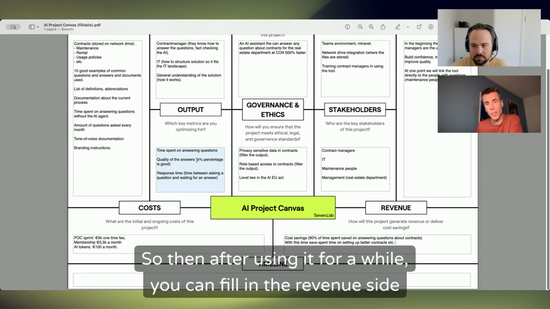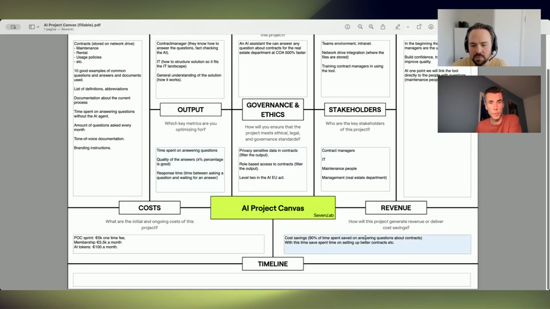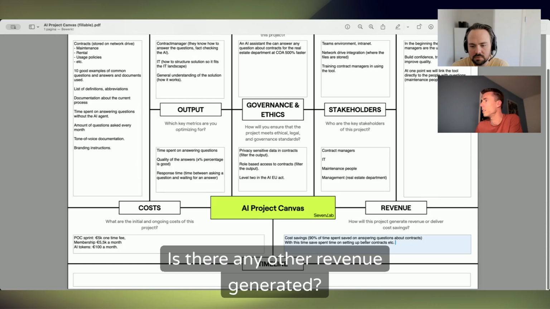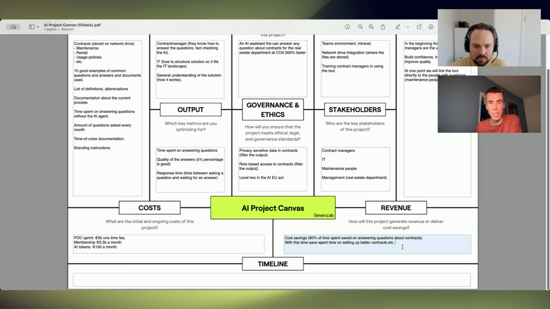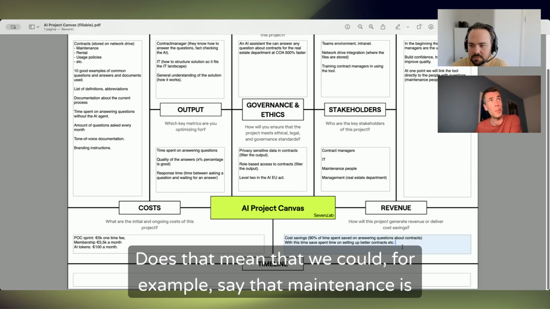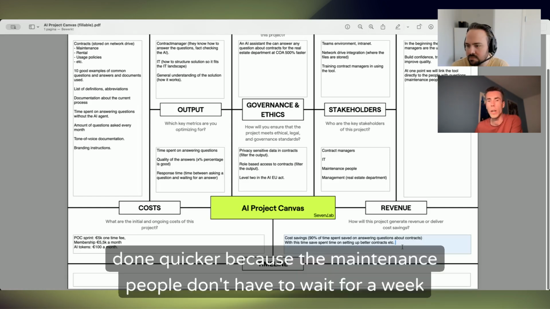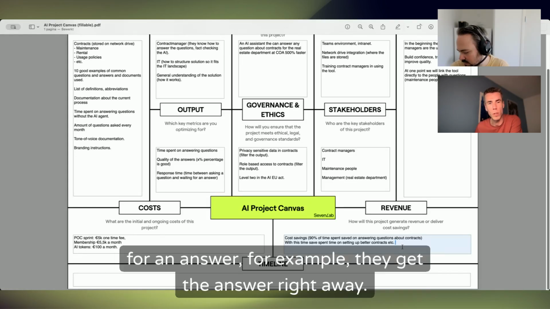So then after using it for a while, you can fill in the revenue side better. Is there any other revenue generated? Like you said, the response time is shortened as well. Does that mean that we could, for example, say that maintenance is done quicker because the maintenance people don't have to wait for a week for an answer? They get the answer right away.